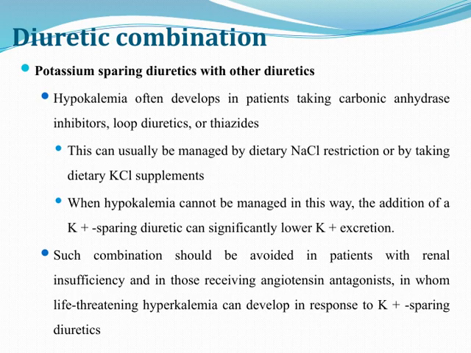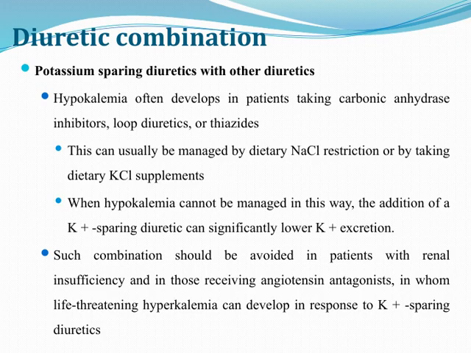Let's talk about diuretic combinations, specifically potassium-sparing diuretics combined with other diuretics. When patients are on carbonic anhydrase inhibitors, loop diuretics, or thiazides, they often develop hypokalemia, which is a low potassium level in the blood. This is a common concern because potassium is vital for many bodily functions, especially heart and muscle activity.